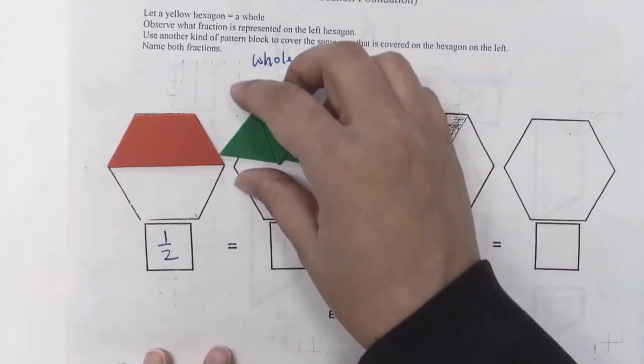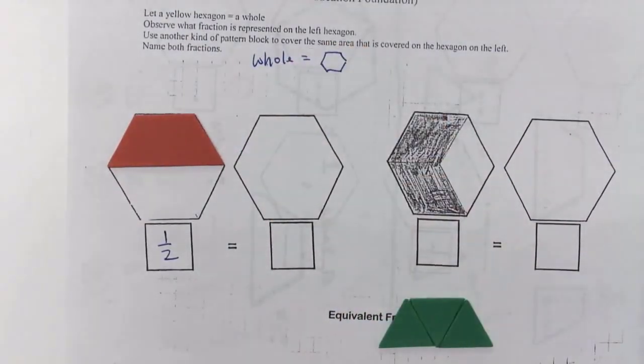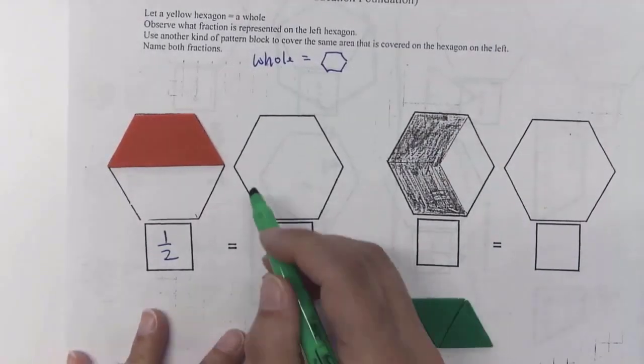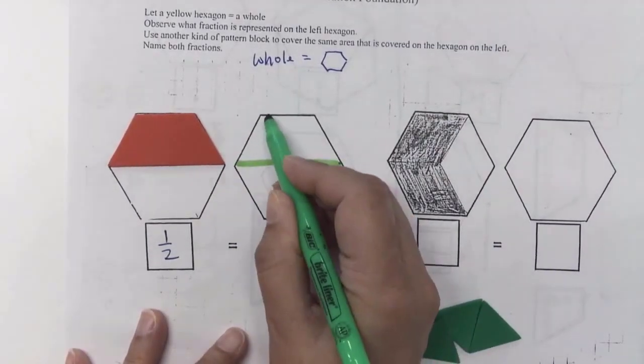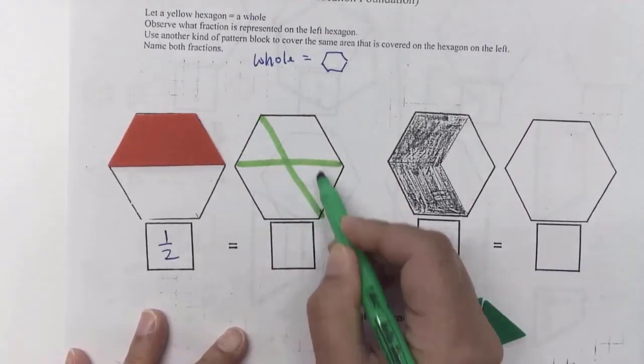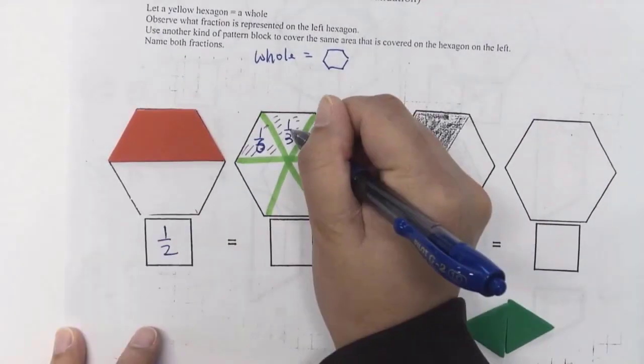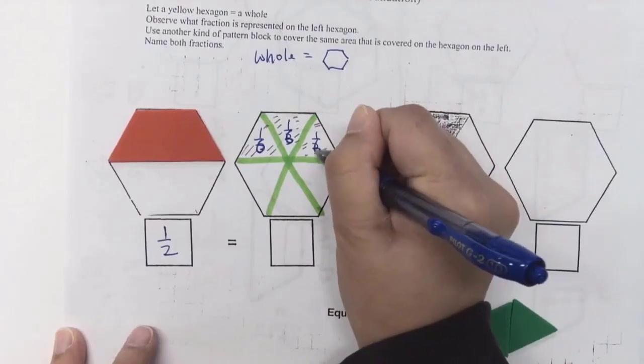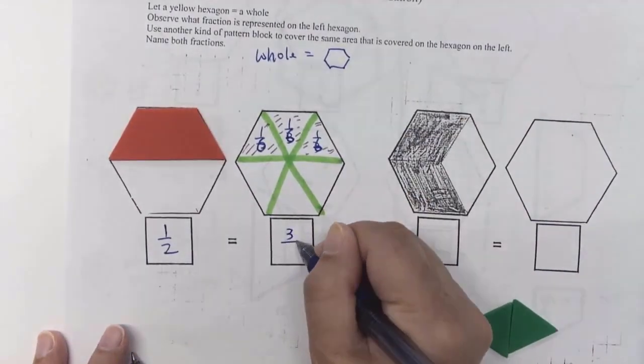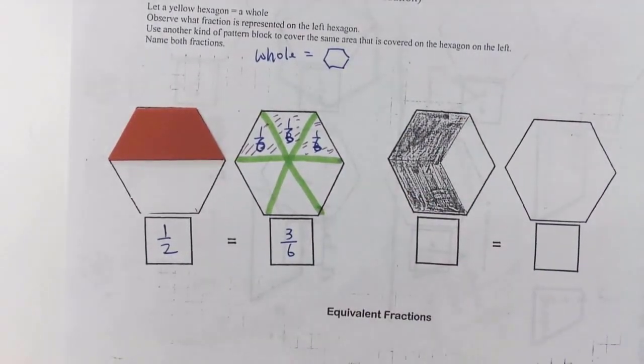So we're going to draw that on here using your green, and then cut them. 1/6, 1/6, 1/6 here. So it's going to be 3/6. It's the same fraction as 1/2. Are we okay? So can you find me one more?